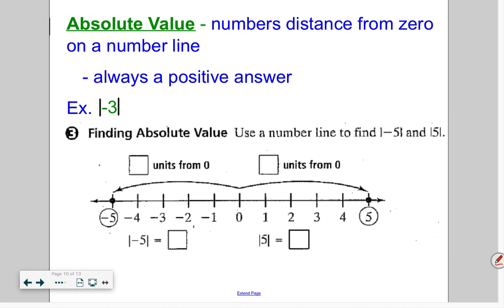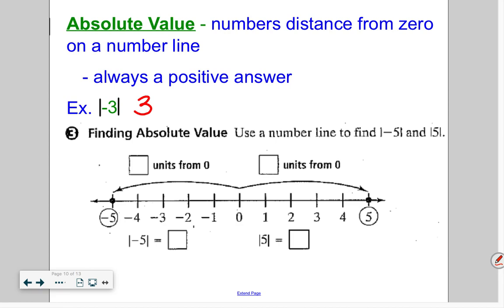For example, what is the absolute value of -3? In other words, how far is -3 from 0? 3. It is 3 units away. Using the number line. Use the number line to find the absolute value of -5 and the absolute value of +5.